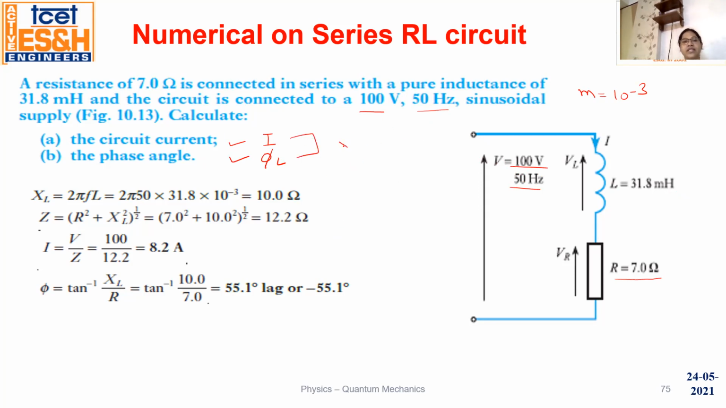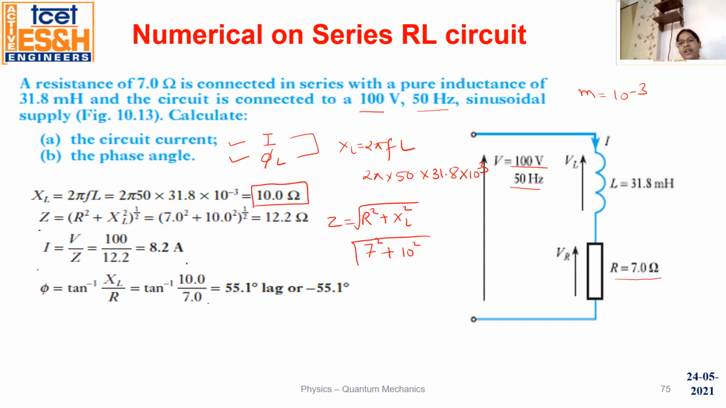First of all, XL is 2πfL. So 2π, frequency is 50, and L is 31.8 milli, which means 10 to the power minus 3. When you solve this, you will get 10 ohm. Next, Z is equal to the square root of R square plus XL square. R is 7, so 7 square plus 10 square, take the square root, and it will give Z. So Z comes to 12.2 ohm on solving this.